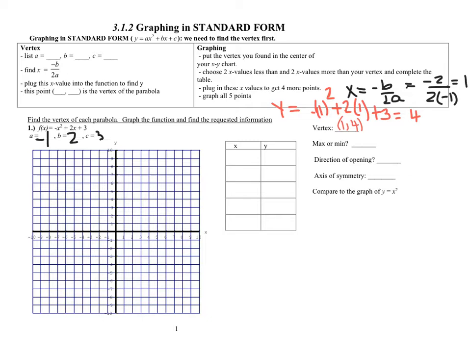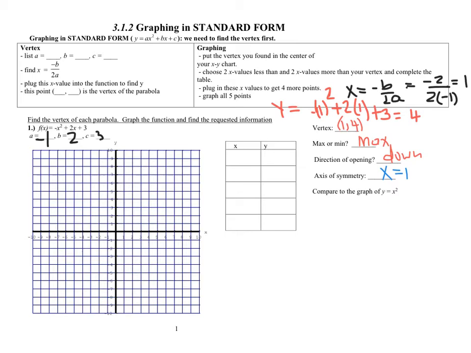And because a is negative, I know it's going to be opening down. So this vertex is going to be a maximum. And what else do I know? I know a is negative, so it's going to open down. And now I also know the axis of symmetry since I got the x. So it's going to be x is equal to 1. Always remember, you write it as an equation. And see, I haven't even graphed it, but I know all this information.